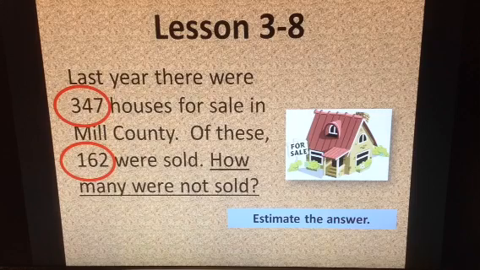Next step is to estimate the answer. Round 347 to the nearest 10 or the nearest 100. And then round 162 to the nearest 10 or the nearest 100. It doesn't matter if you round it to the nearest 10 or the nearest 100 as long as you round both those numbers the same. So round them both to the nearest 10 or round them both to the nearest 100.